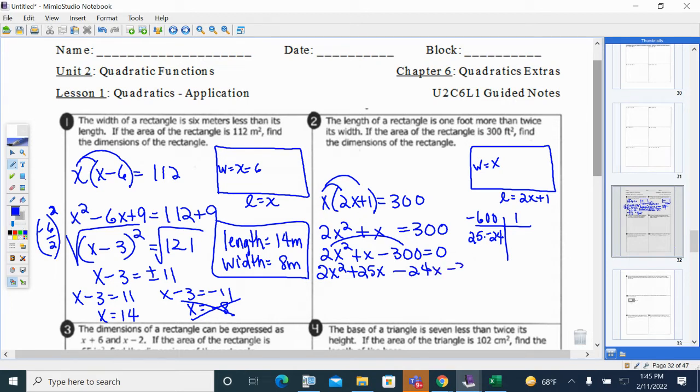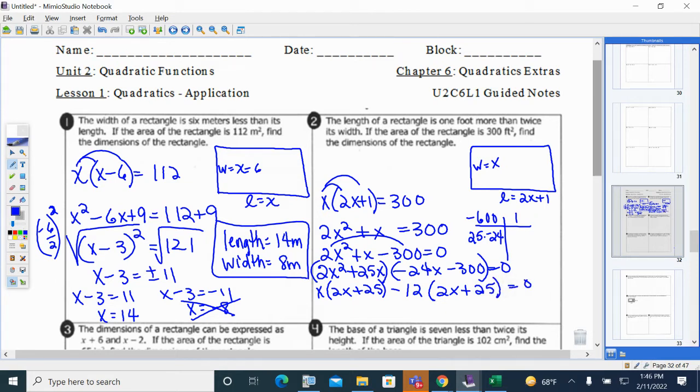To replace that middle term. And then I'm going to factor by grouping. So I'm going to group the first two, group the second two. In the first set, the GCF is just an x, and we get 2x plus 25. The next set has a GCF of negative 12, and that gives me 2x plus 25.